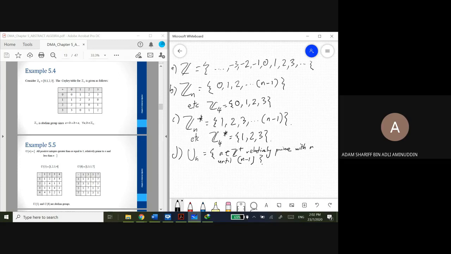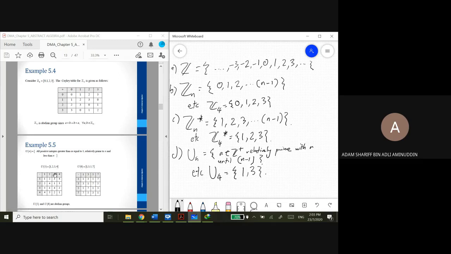Okay, this one, you need to recall back the definition of relatively prime. It means that the element of a positive integer in the given Un must be relatively prime with n. It means the GCD, greatest common divisor, with n must be 1. Let me show you the example of U4. 1. Is it inside here? If it is inside U4, then it means the GCD between 1 and 4 is 1. And indeed, the GCD between 1 and 4 is 1. So the first element of U4 is 1. Now 2. The GCD between 2 and 4 is 2. Therefore, 2 will not be an element of U4. 3 is there, up until 3. Okay, so this is the element of U4.